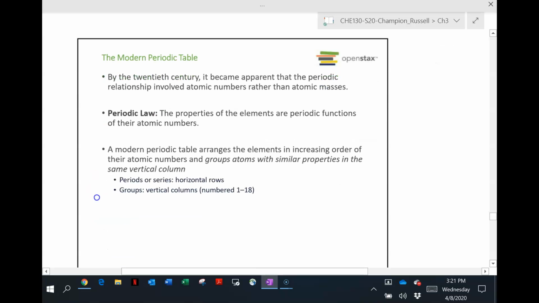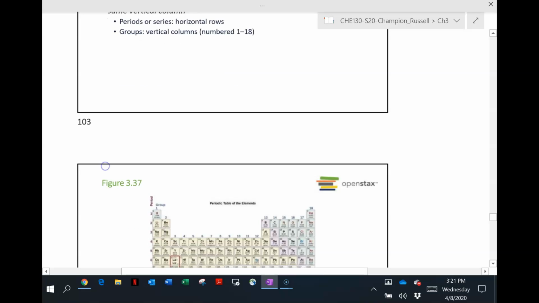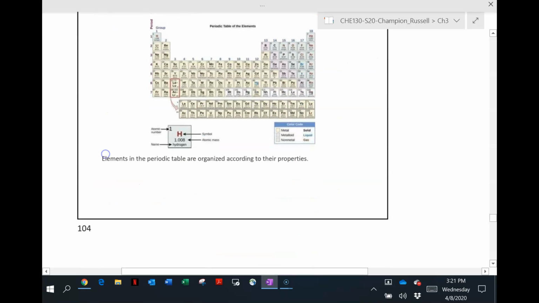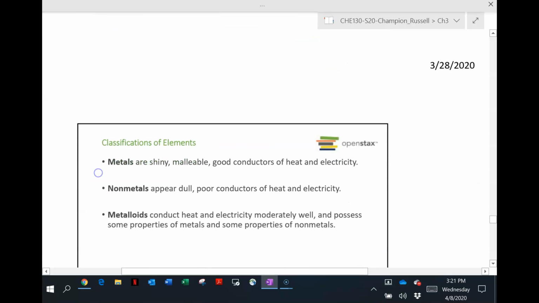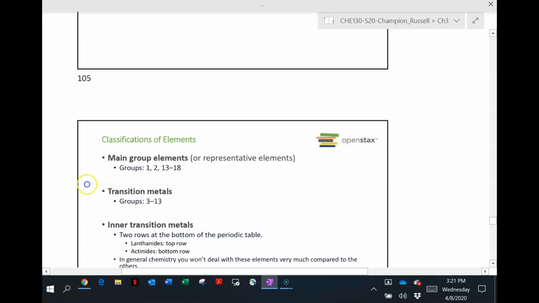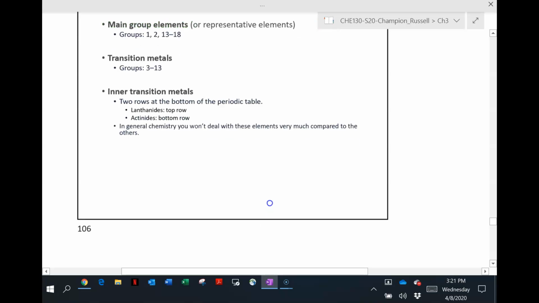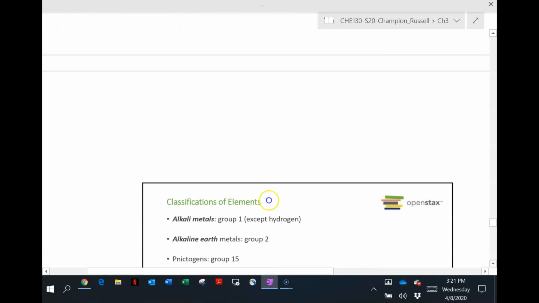Okay, so we'll just take a look at some of these last slides quickly. I don't think we're going to go over this too much. We're probably going to defer most of this to Chapter 4 and put some of this stuff together with Chapter 4. The periodic table is organized by properties. We have metals, nonmetals, and metalloids. The main group elements are groups 1, 2, and 13 through 18. The transition metals are the middle ones, and the inner transition metals are the ones at the bottom.